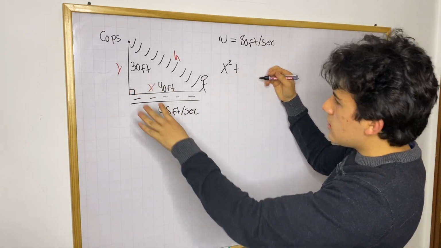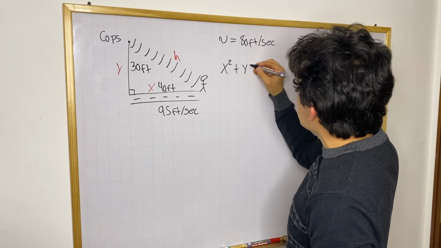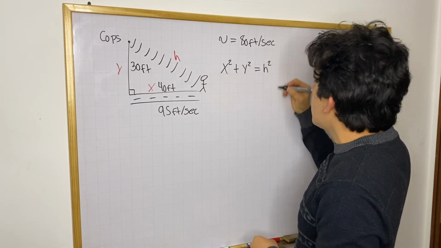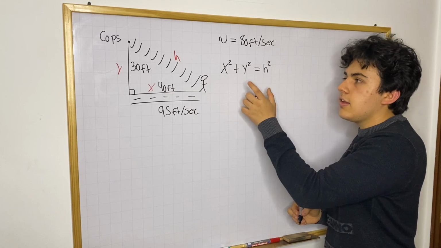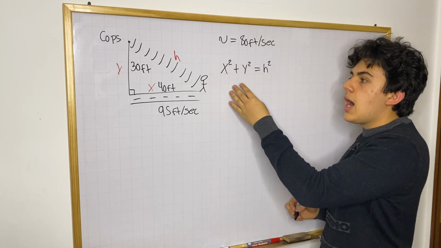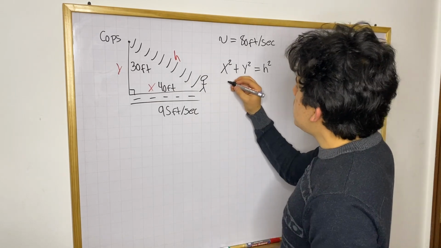We know we can relate these three sides by saying y squared plus x squared is going to be equal to h squared. Now, you could differentiate this equation using implicit differentiation with respect to time, and you would get something like this.